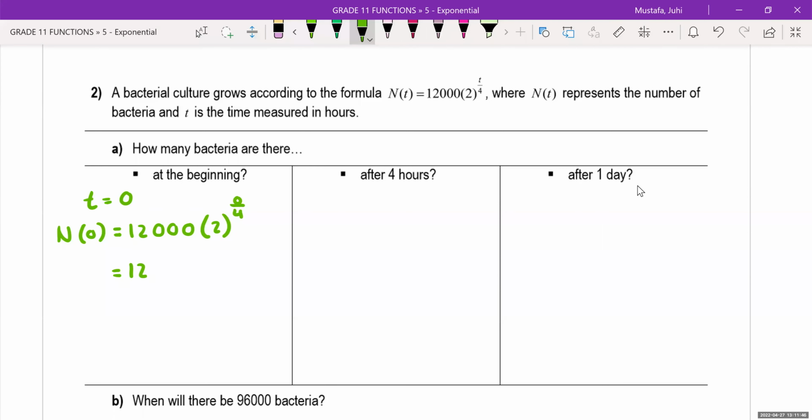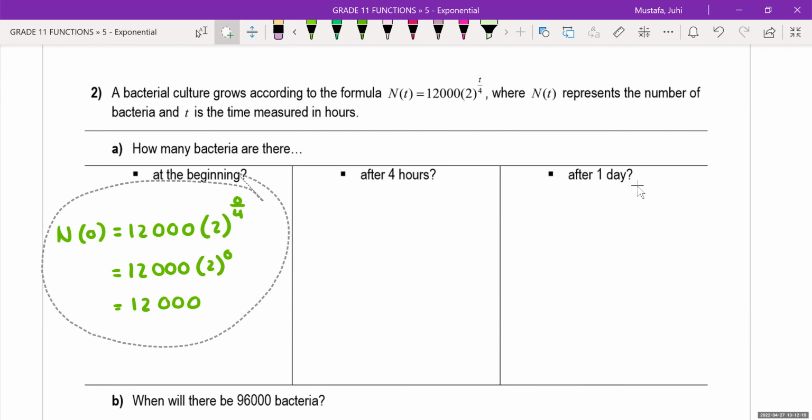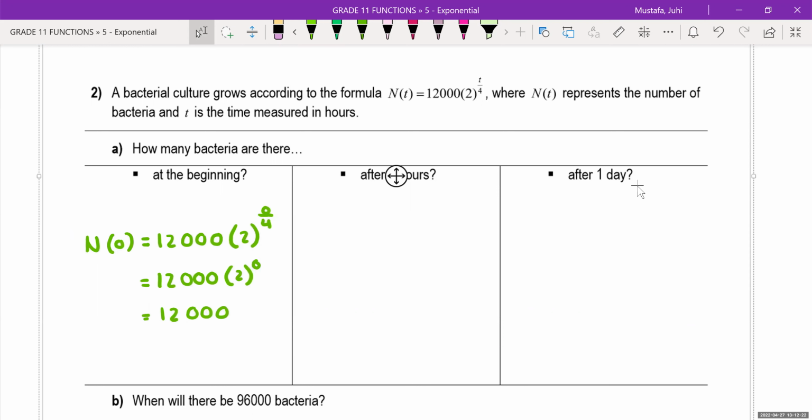This will be 12,000 times 2 to the power of 0, and we're going to get just 12,000. Does it make sense that at the beginning of time, the bacteria is 12,000? Because what is the initial value in this formula? 12,000, right? So this is kind of just proving that the initial value is 12,000, because what happens is the exponent just becomes a 0, which becomes a 1. Tricky, tricky. Or not tricky, but kind of tricky. All right, on to the next one.